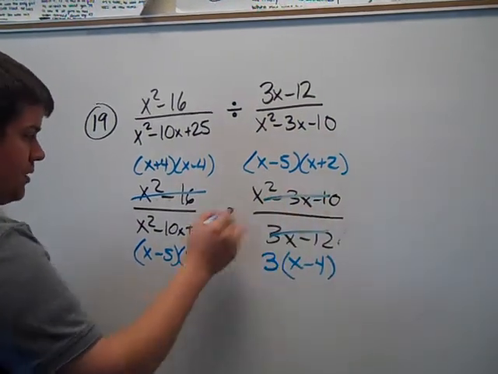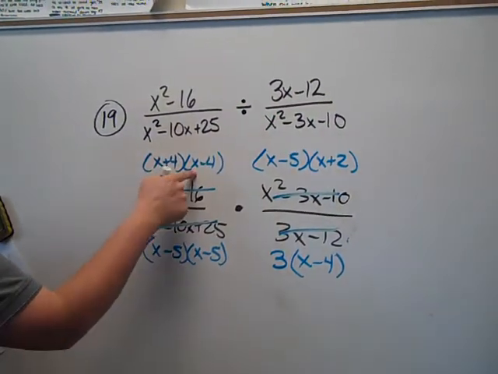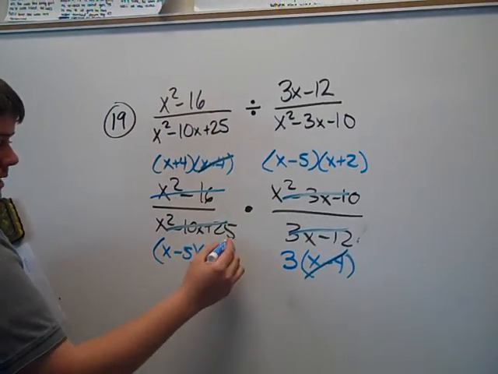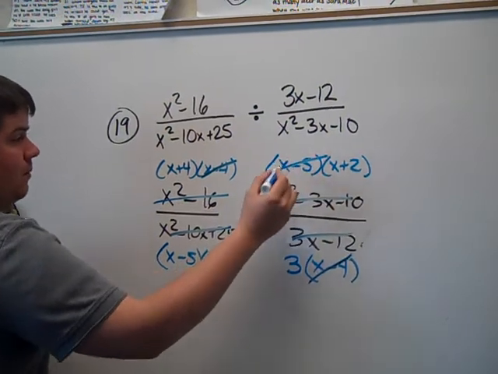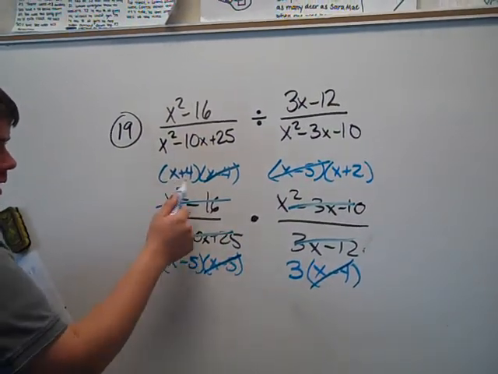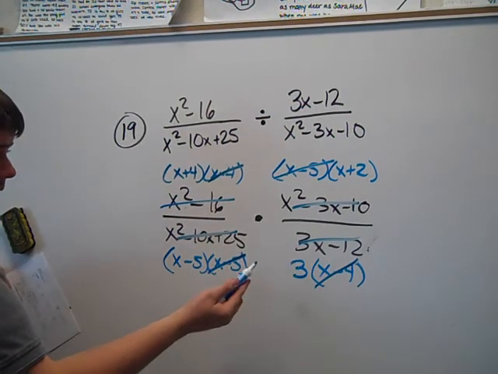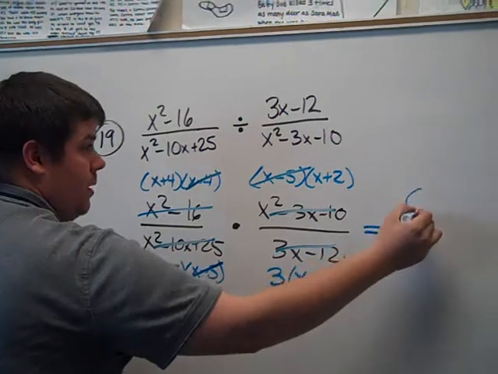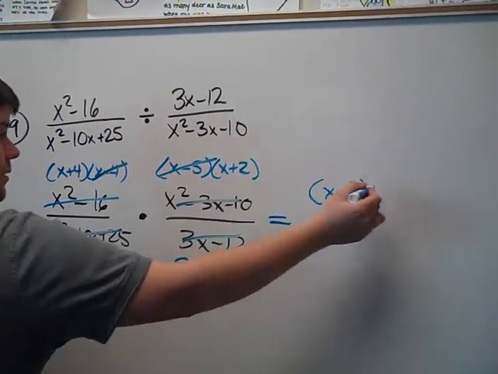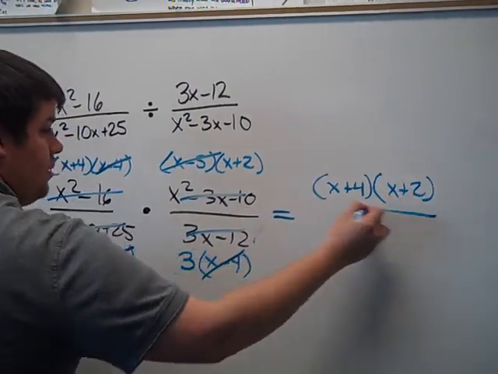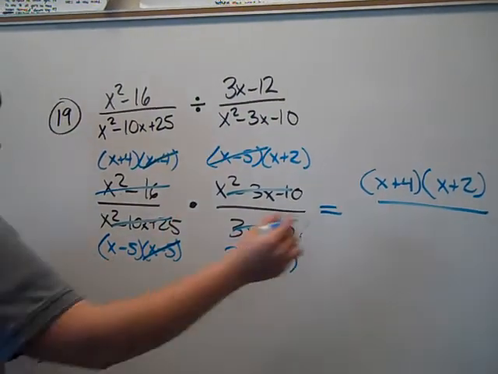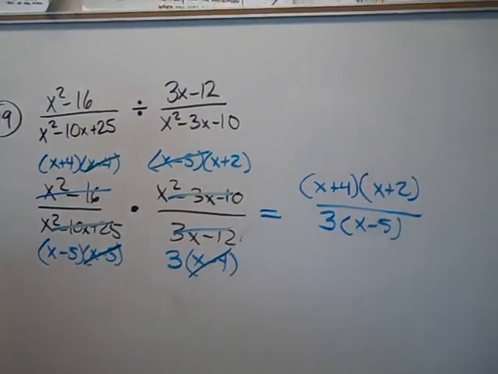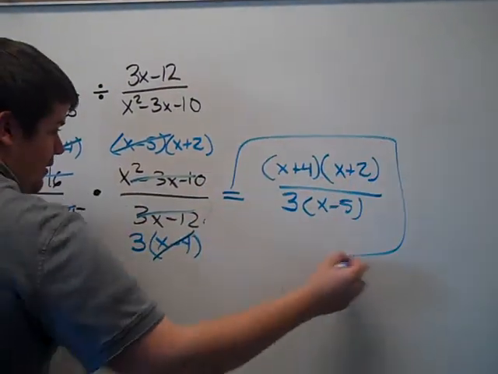Now if I look at the big picture here, I have an x minus 4 on top and an x minus 4 on bottom. That reduces to 1. I have an x minus 5 on top with an x minus 5 on bottom. That reduces to 1. After that, I think that's all I can reduce, so I'm just going to write down what I have. So I have an x plus 4 up top, x plus 4. I have an x plus 2 up top, x plus 2. I have an x minus 5 on bottom, x minus 5. And I have a 3. So that would be our final answer right there.